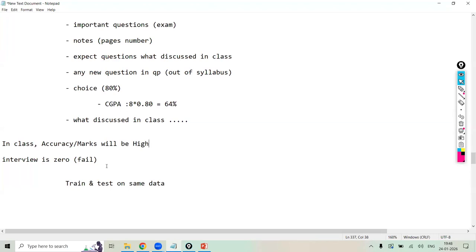And out of class, once you come out of the class, marks will be low. Once you come out of the college, nothing will be there. Accuracy is low. Accuracy, or what we call marks, is low. This is the problem with train and test on the same data. Never should we do this.